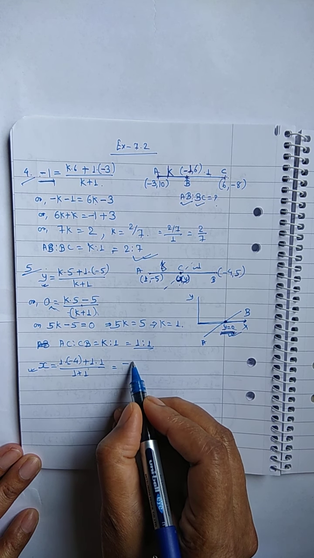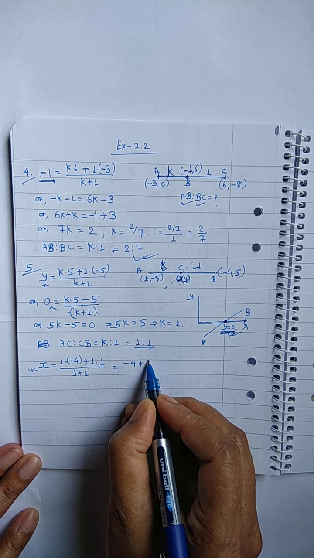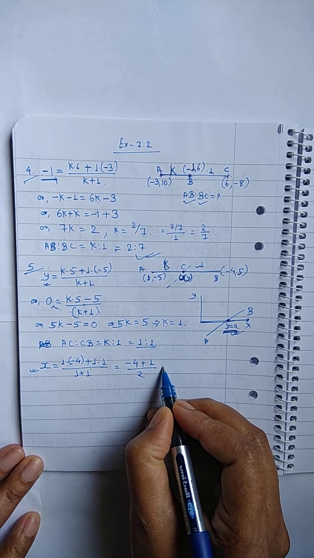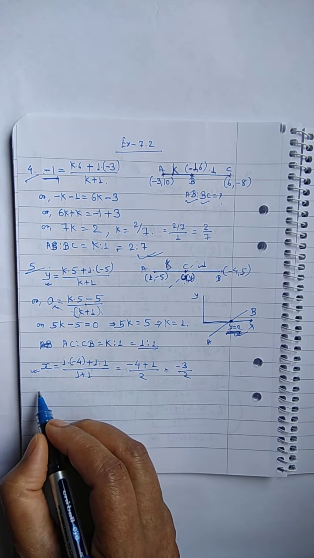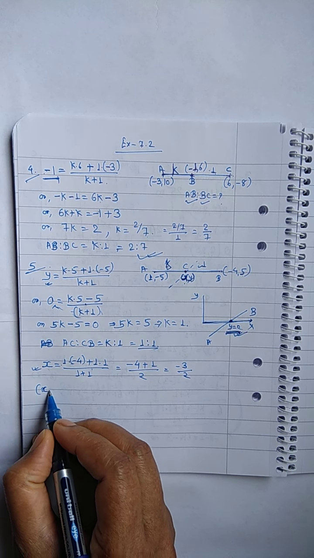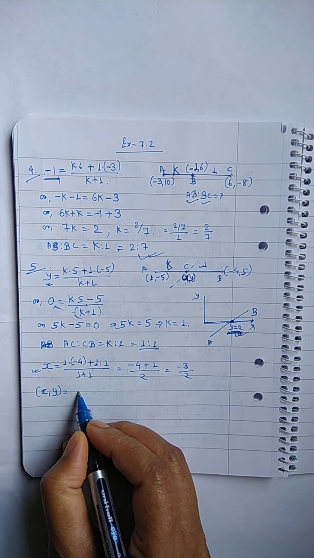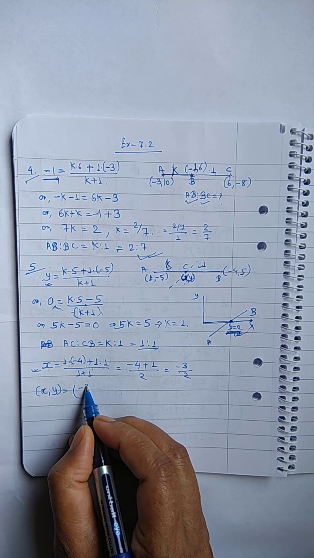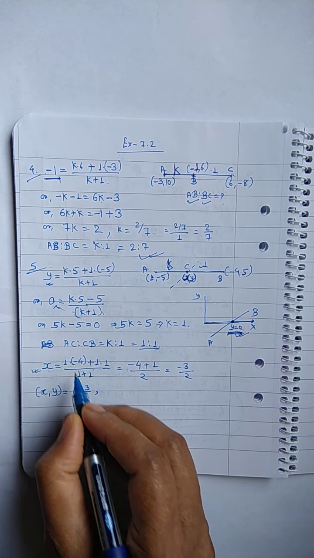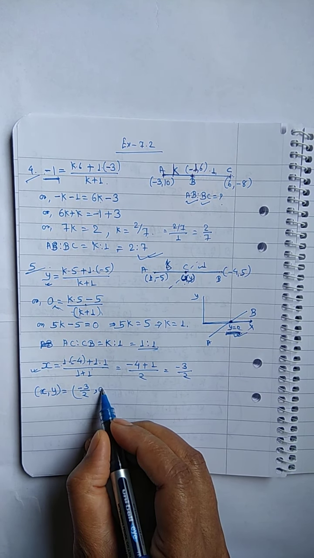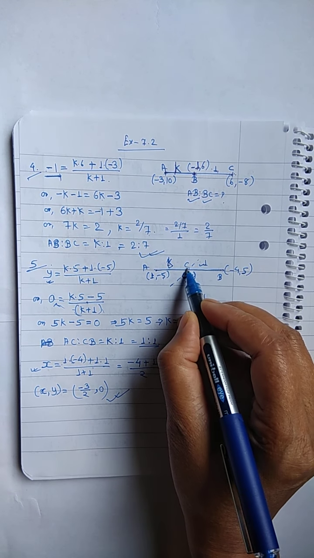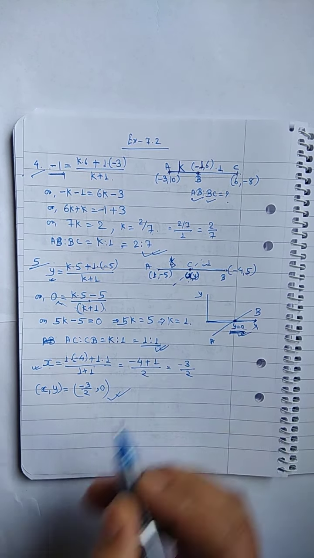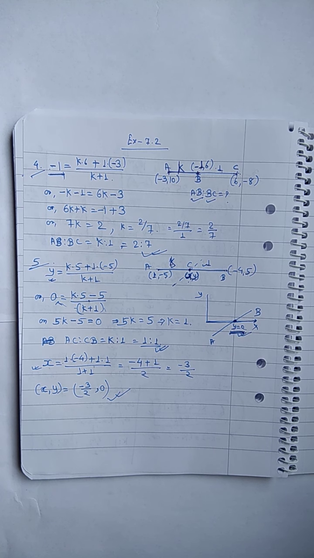Equals minus 4 plus 1 by 2. Correct? That means minus 3 by 2. Okay, so what will be the coordinates? X comma y equals, what is x? Minus 3 by 2, and what is y? Y is 0. So these are the coordinates of this point, and the ratio is 1:1.